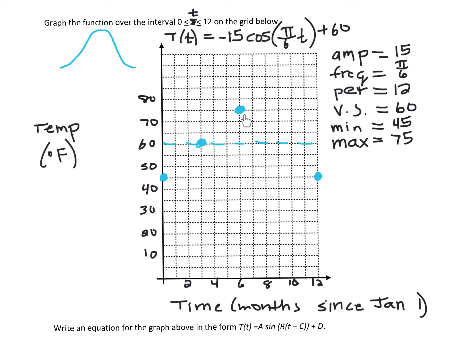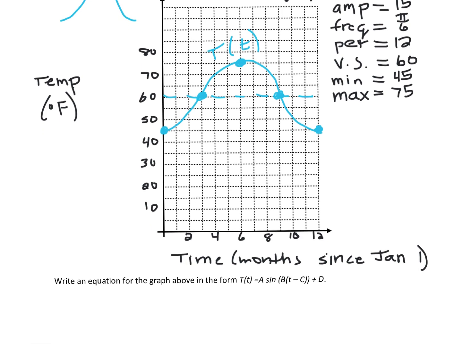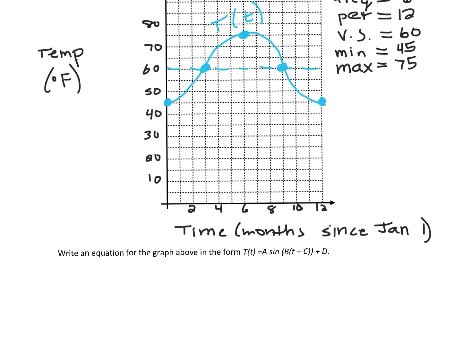And same thing over here. To go from the max, if you go 3 months forward, we're going to be down on that midline. So at 9, we're going to be on the midline. And this is what our curve should look like. Okay, and I'm going to label that T of t. Okay, so now in the next part, they want us to write an equation for this graph.